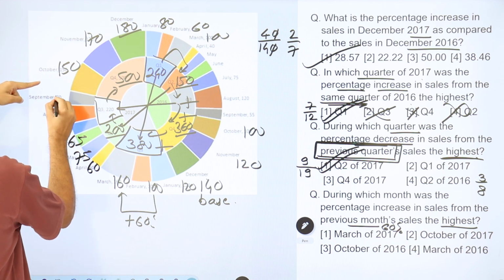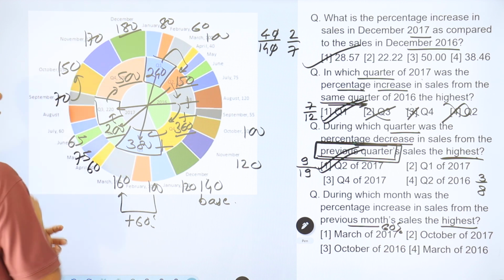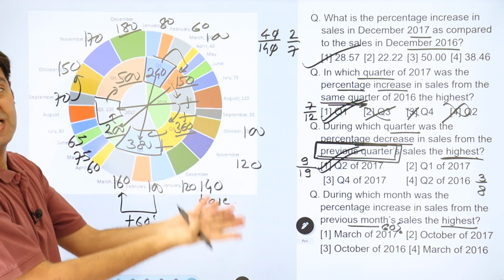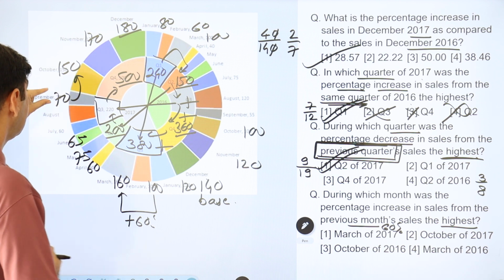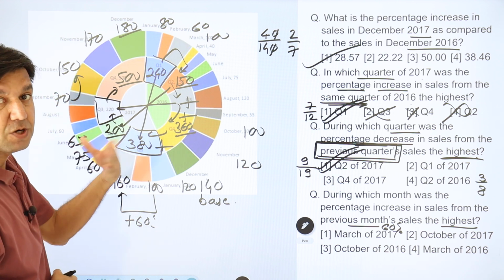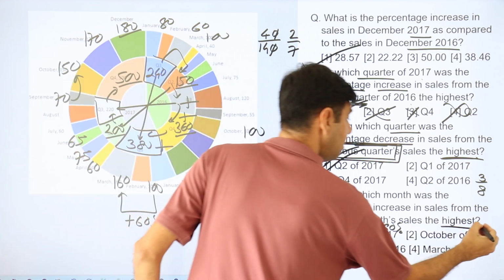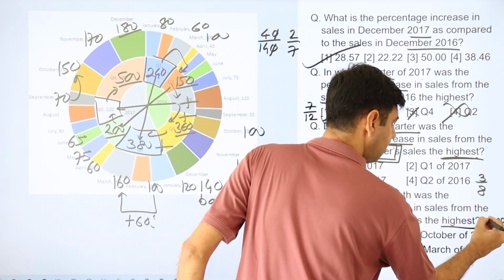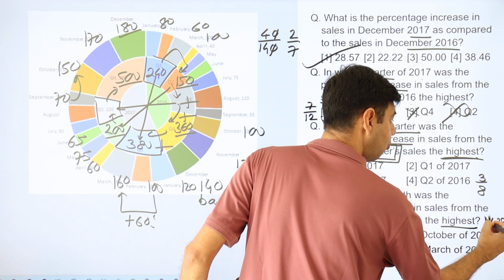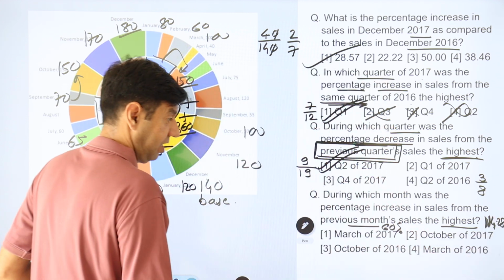2017 October, oh, 70 has become 150. It's more than doubled. Double would be 140, 10 more. So that 10 as a part of 70 is 14.28%. Oh, so this is 114.28%. Is it there on the screen? Yes. So 114%. Okay. So that's very high.